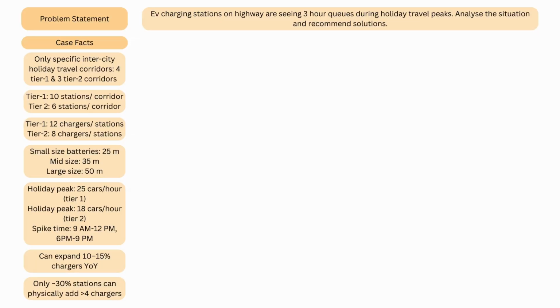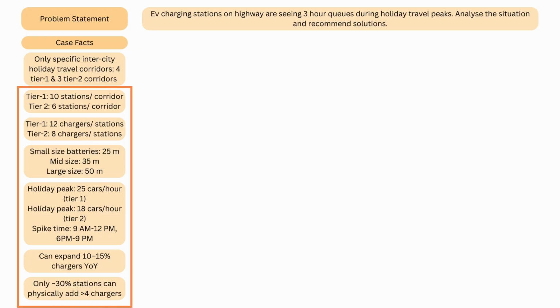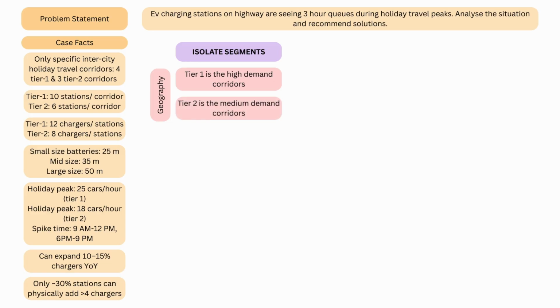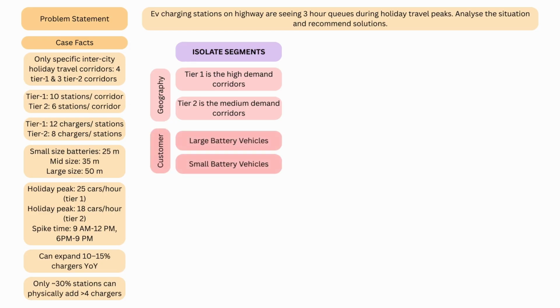Now that the business context is completely clear, let's apply the DIAGNOSE framework here. We have already collected the data points in our questioning phase, so we'll directly move on to isolating the segments. We'll look at the geography. We have seen that tier 1 is the high demand corridors and tier 2 is the medium demand corridors. Let's look at the customer segmentation now. Large battery vehicles have longer occupancy, and then there are small battery vehicles. Then comes infrastructure. Here we have retrofit versus new build stations.